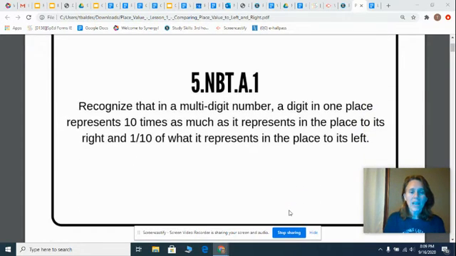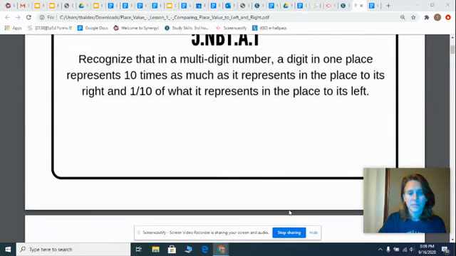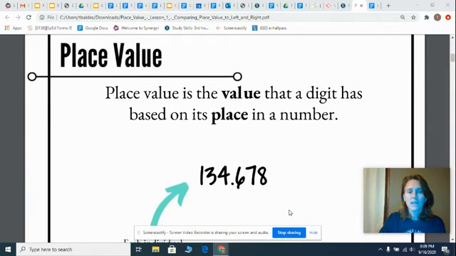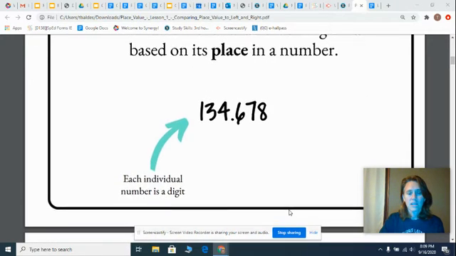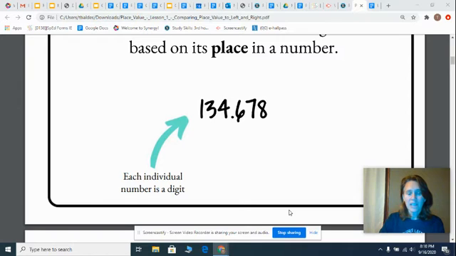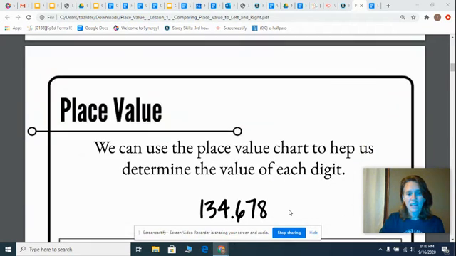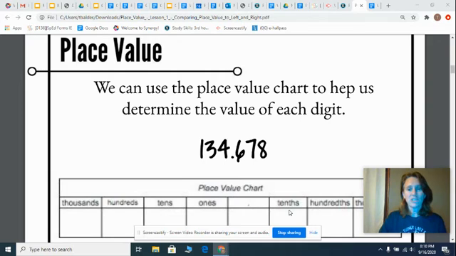We will recognize that in a multi-digit number, a digit in one place represents 10 times as much as it represents in the place to its right, and 1/10 as much as it represents in the place to its left. Place value is the value of a digit based on its place in a number. Each individual number is a digit. We can use the place value chart to help us determine the value of each digit.